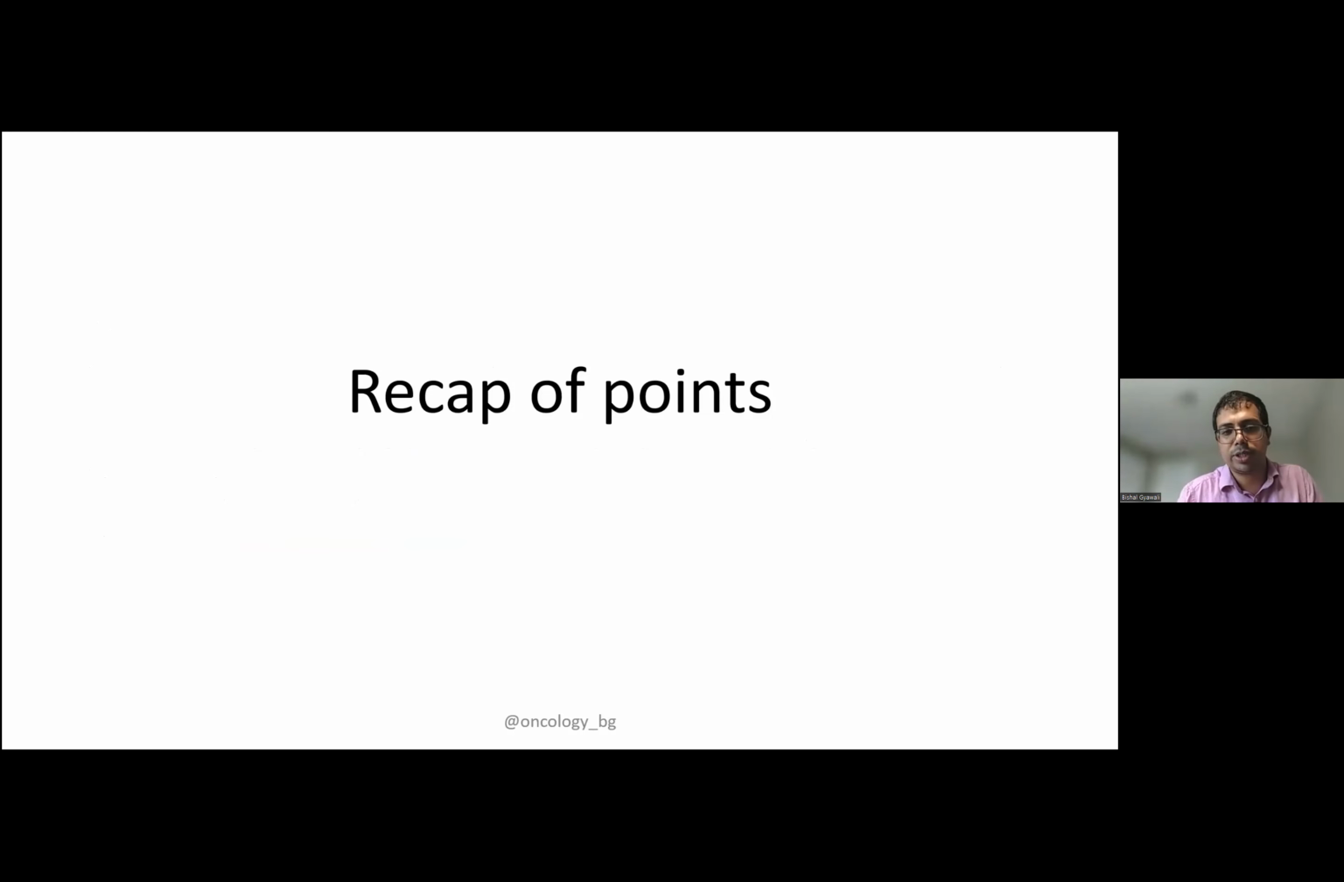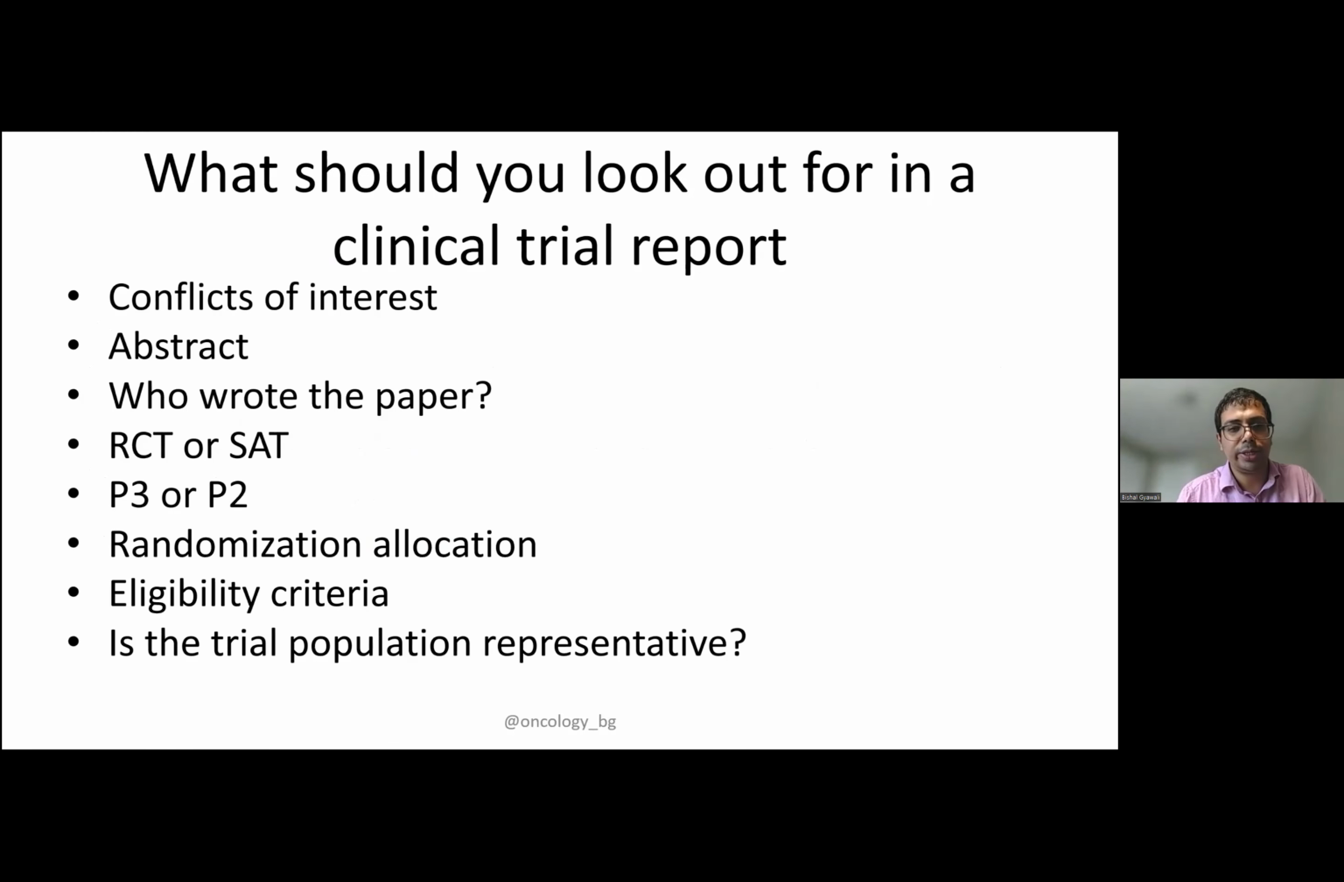So this is just a summary of the points that I discussed today. So what should you look out for when reading a clinical trial report? First, look at the conflicts of interest. Abstract, don't read the abstract. Look at who wrote the paper. Then look whether it's a randomized trial or a single arm trial. Even in a randomized trial, whether it's a phase 3 randomized trial or a phase 2 randomized trial. What is the randomization allocation ratio, 2:1, 3:1, or 1:1?